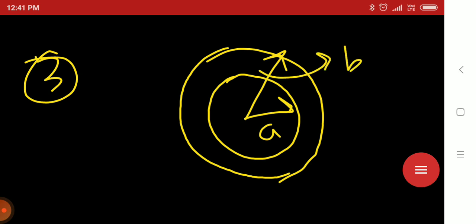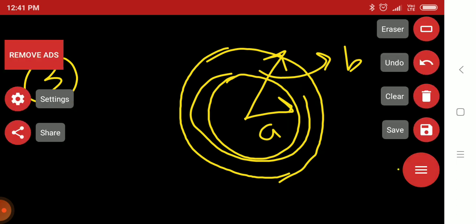So this figure is showing a hollow cylindrical conductor of radii A and B, and a current I flows in the region between the two cylinders. That means current I is flowing between radius A and B. So what we have to obtain? The thing that we have to obtain is, let's write properly.